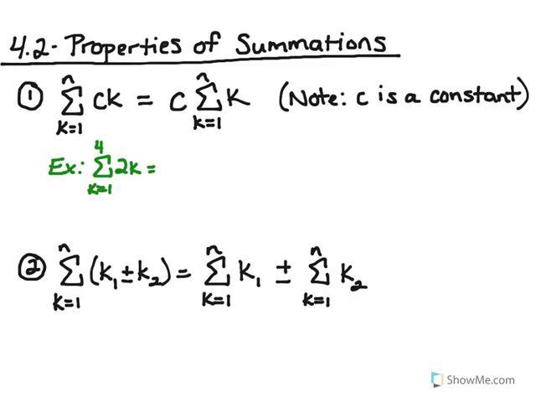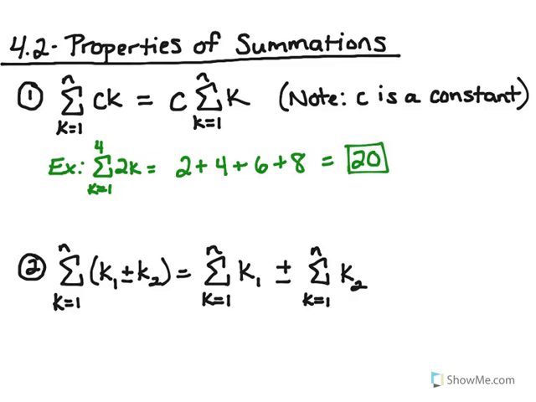So let's take a look at an example of that. We're going to do a summation from k equals 1 to 4 of 2k. Now, if I were going to write all of this out, that would be 2 times 1 plus 2 times 2 plus 2 times 3 plus 2 times 4, which isn't terribly hard to do. And that would give me a grand total of 20.